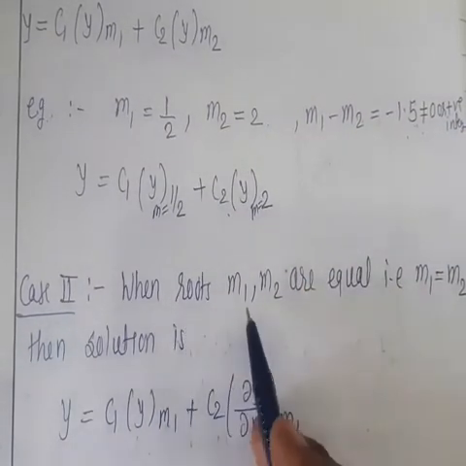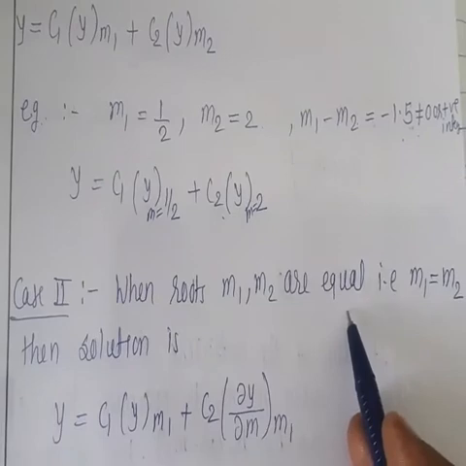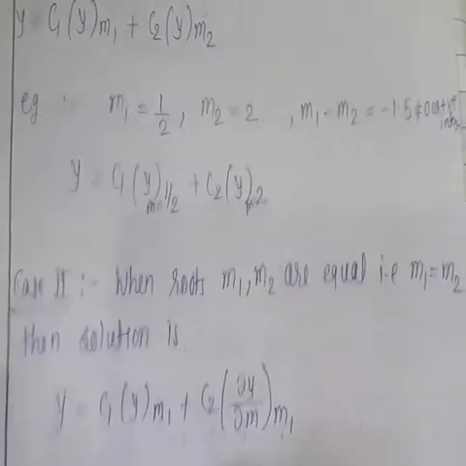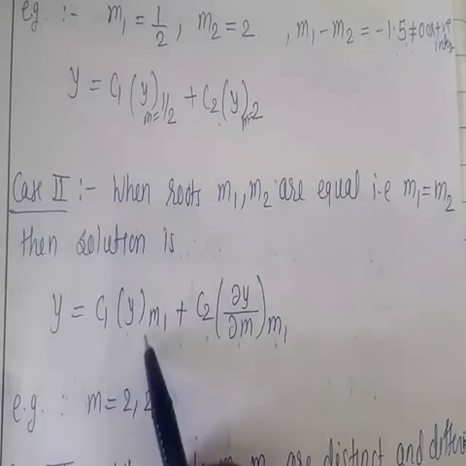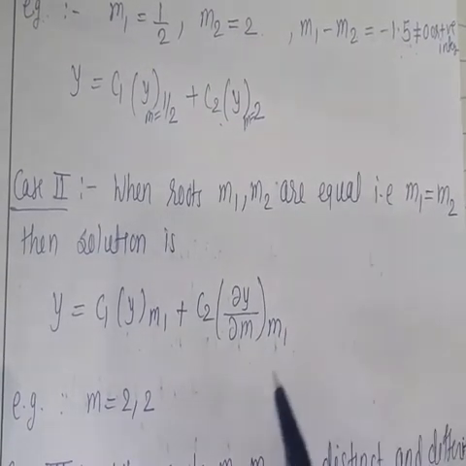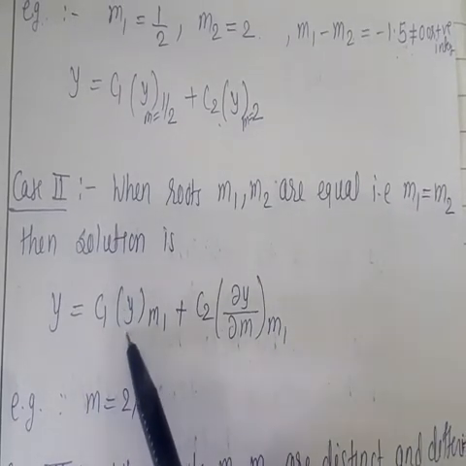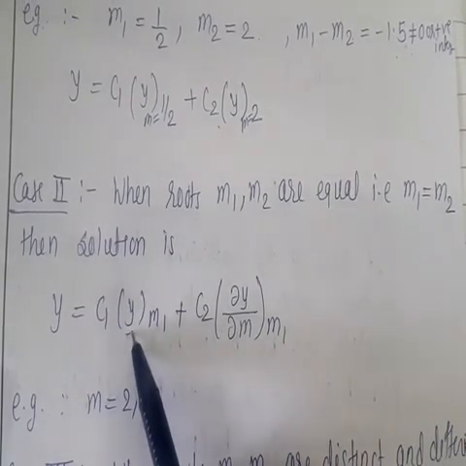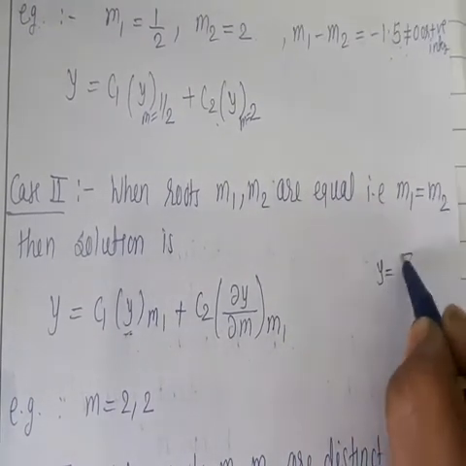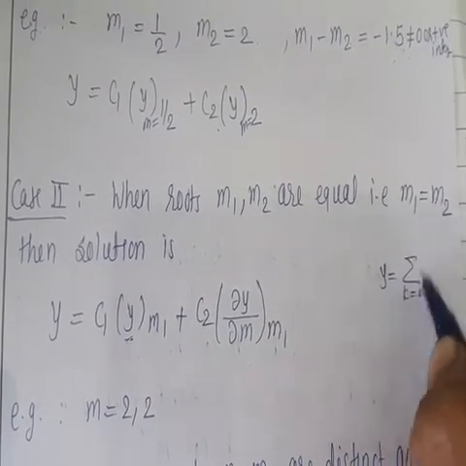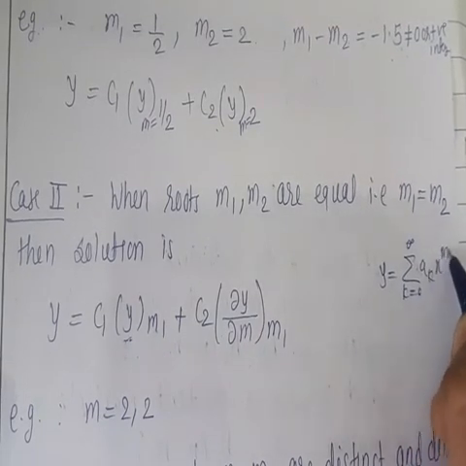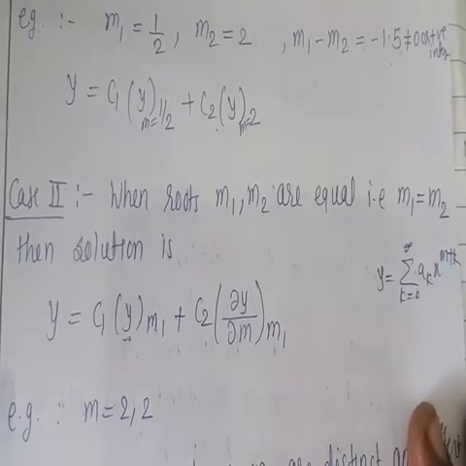Next, second case. Second case is when roots m1 and m2 are equal, that is m1 is equal to m2, then the solution can be written as y is equal to c1 y at m1 plus c2 into del y by del m at m1. What do we have to find here? We first find the solution y. What is y? Solution y is summation of k is equal to 0 to infinity ak x to the power m plus k. So we first find this solution.